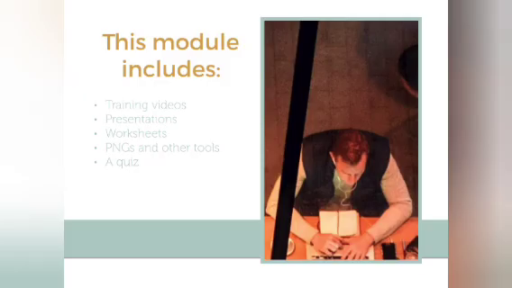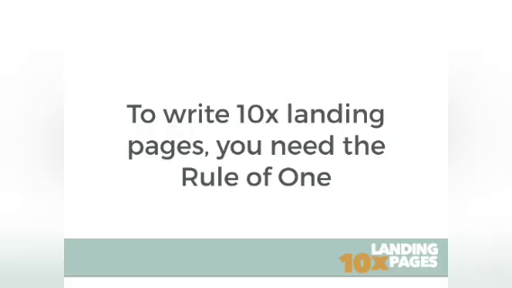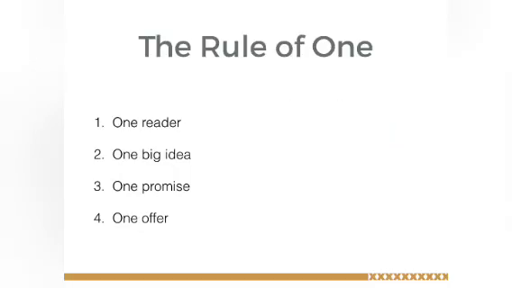So, a big part of this module is going to be the rule of one. The rule of one is huge and it's at the core of writing landing pages that convert. And these are the 4 parts of the rule of one. When you are writing a landing page, you have one reader, one big idea, one promise, and one offer. Okay, that's the rule of one: one reader, one big idea, one promise, one offer, and you're going to get into that in this module.